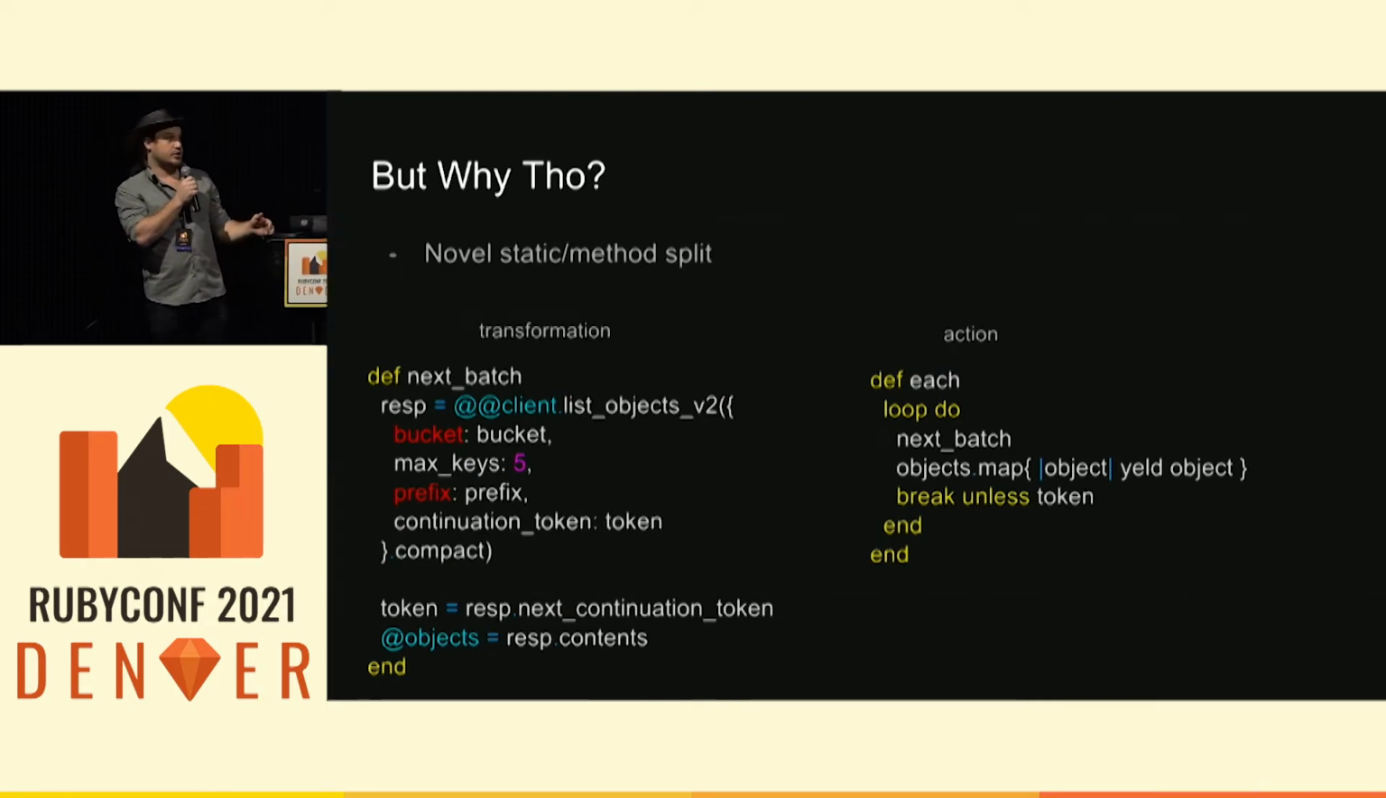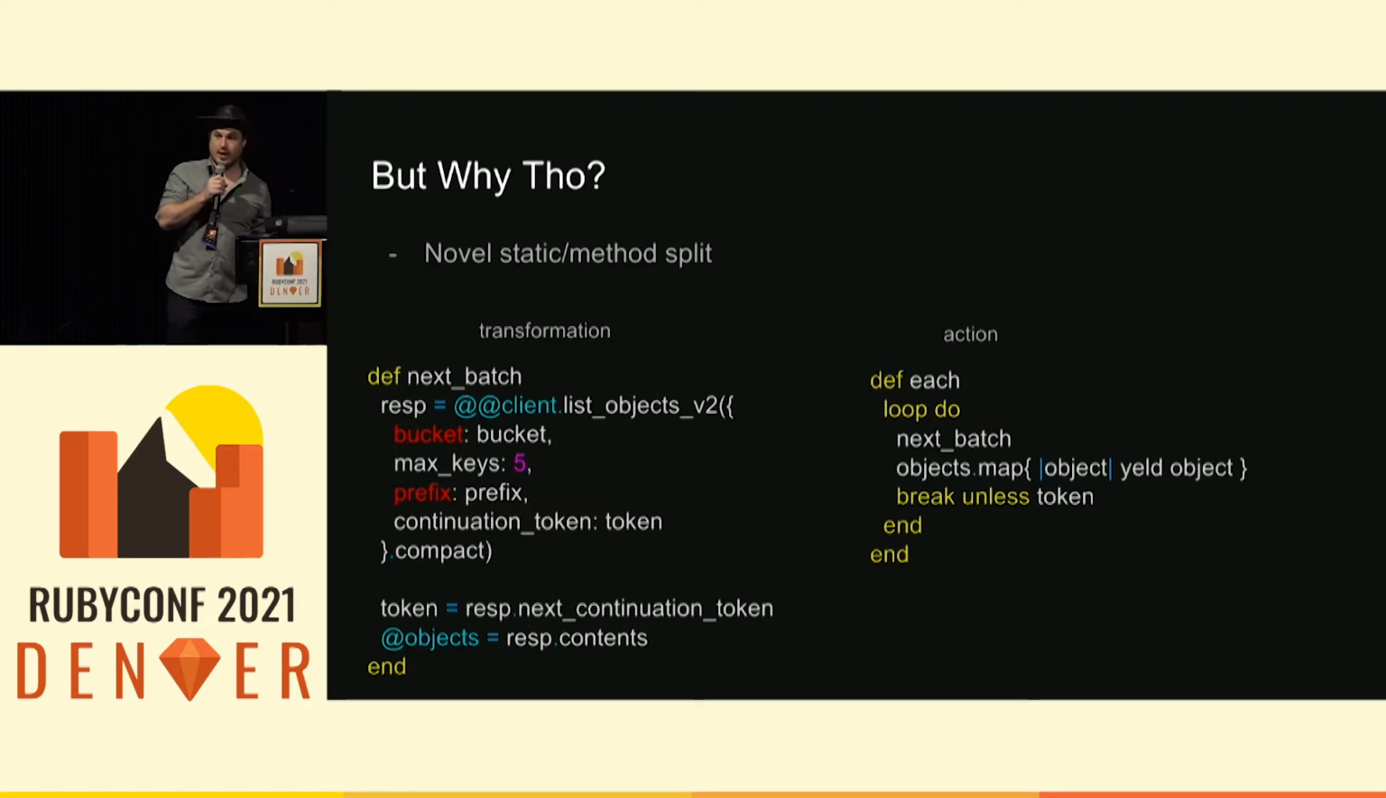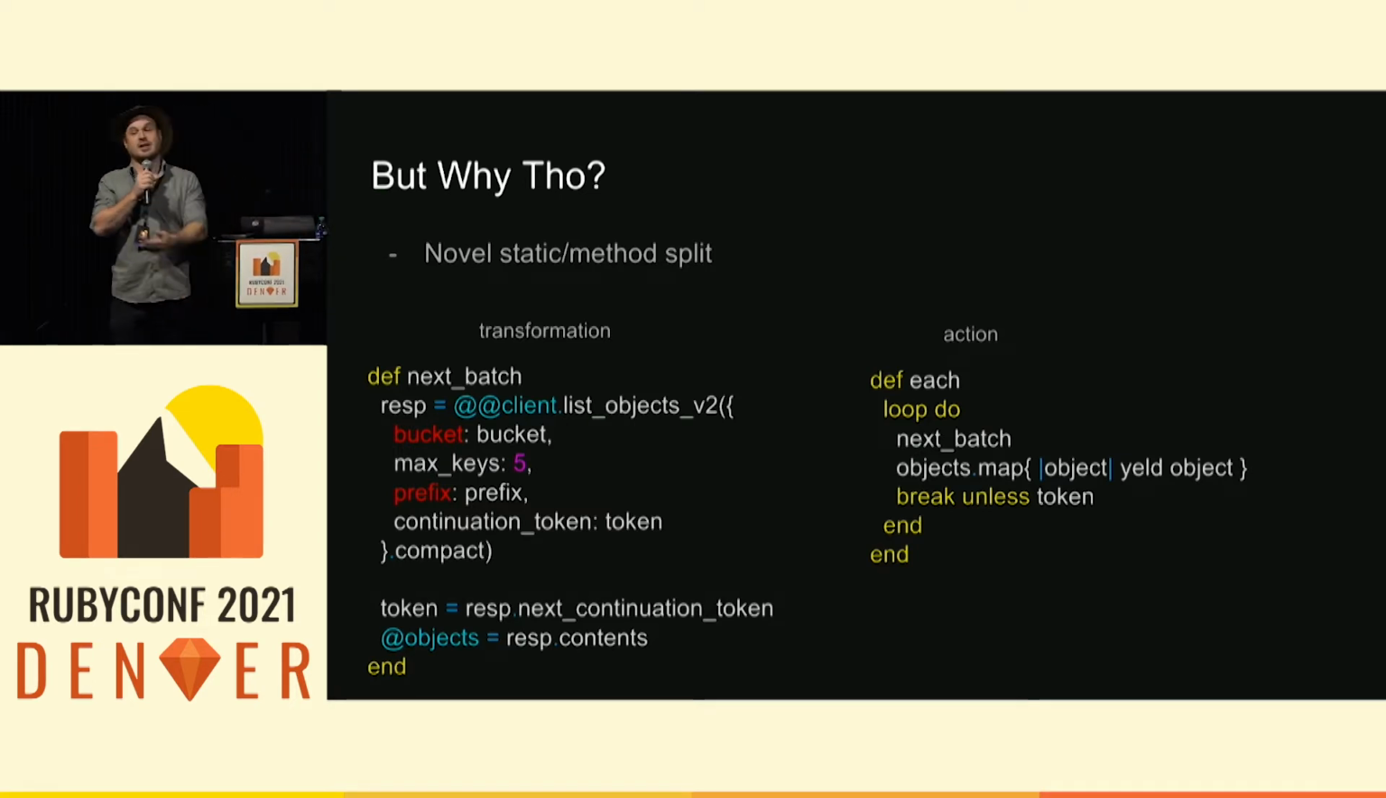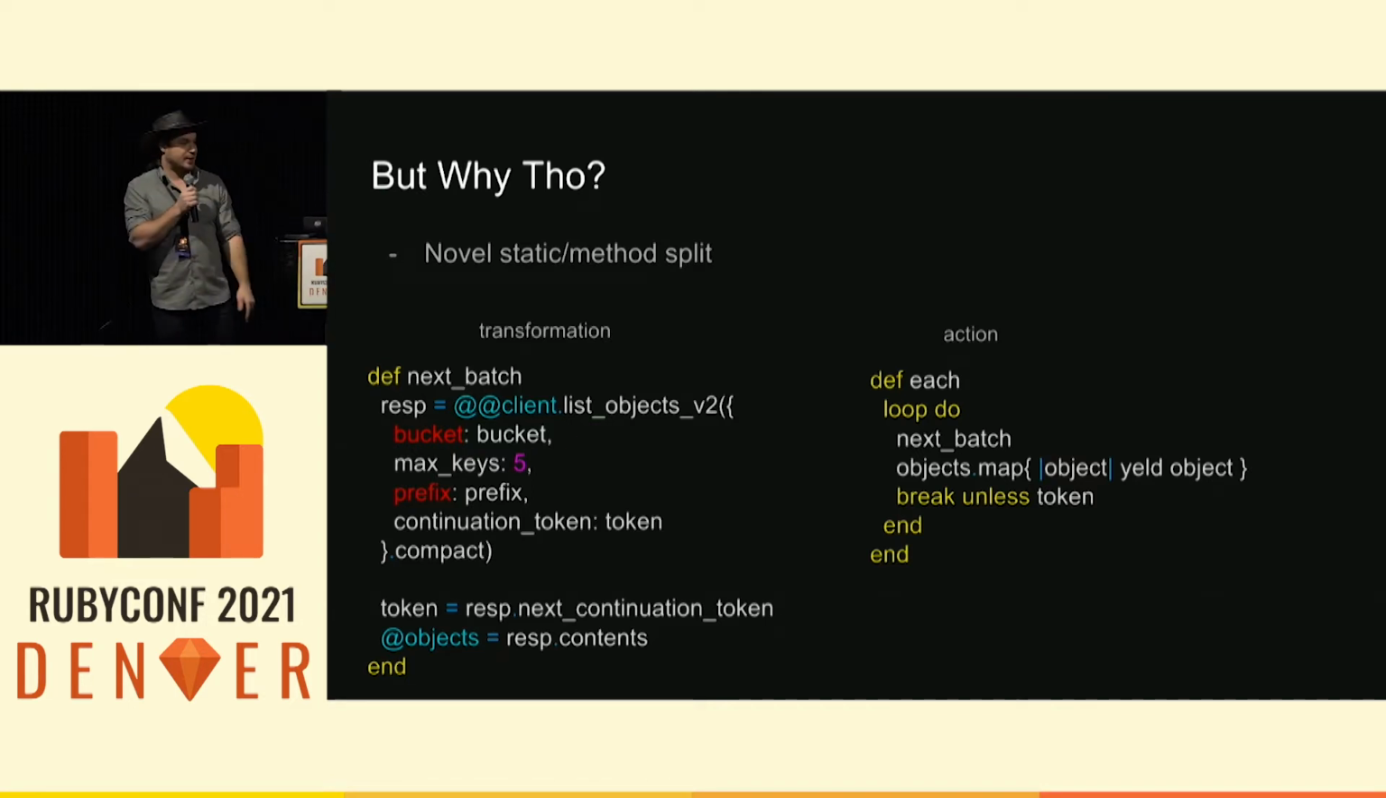The next thing it lets us do is this really appealing, to me at least, split for my statics and my methods, where I can put all of my transformations in one place, and I can put all my actions in another. So I've got on the left here under transformations, the pagination action, right? I'm transforming my iterator into the next page, but then the action of each iterator is the classic each.